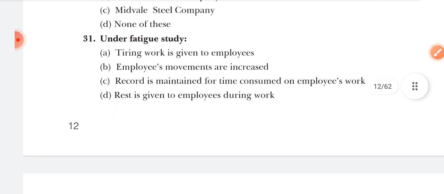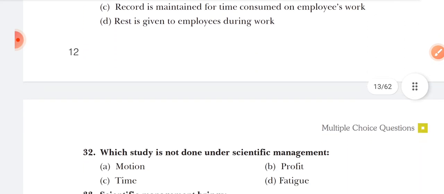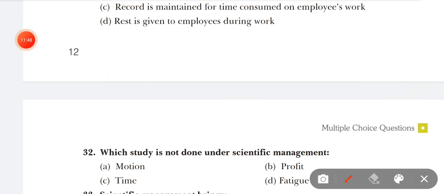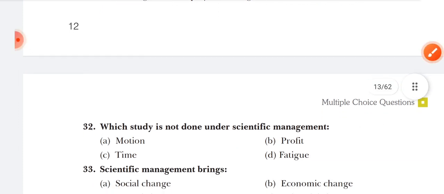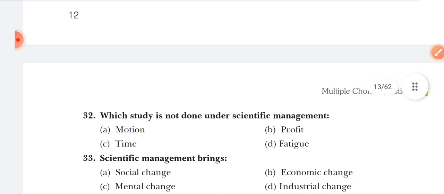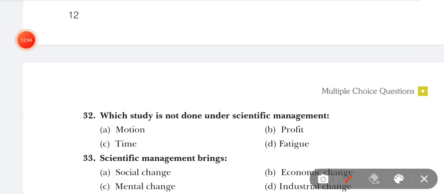Question 32. Which study is not done under scientific management? And the correct option of this question is option B, profit. Now question 33. Scientific management brings. And the correct option of this question is option C, mental changes.